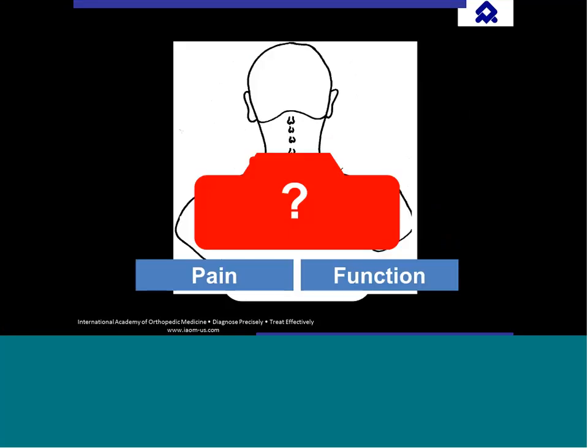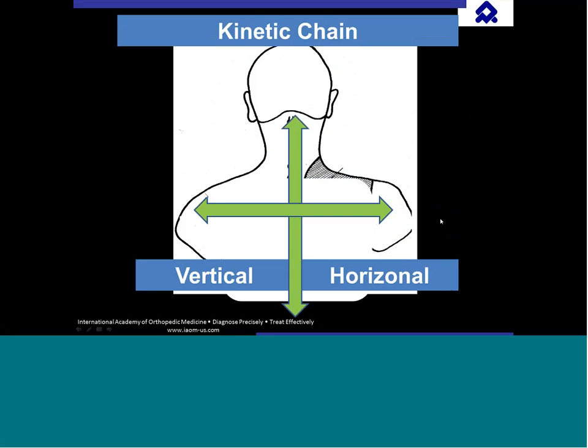Why? Pain and dysfunction. I already talked a little bit about the importance of the structure causing the pain and the function of the system that contributes or perpetuates the problem. This, for many people, is a giant black box of understanding, but there's something very important about the mechanics of this area. This is the confluence of what we call the vertical chain and the horizontal chain.